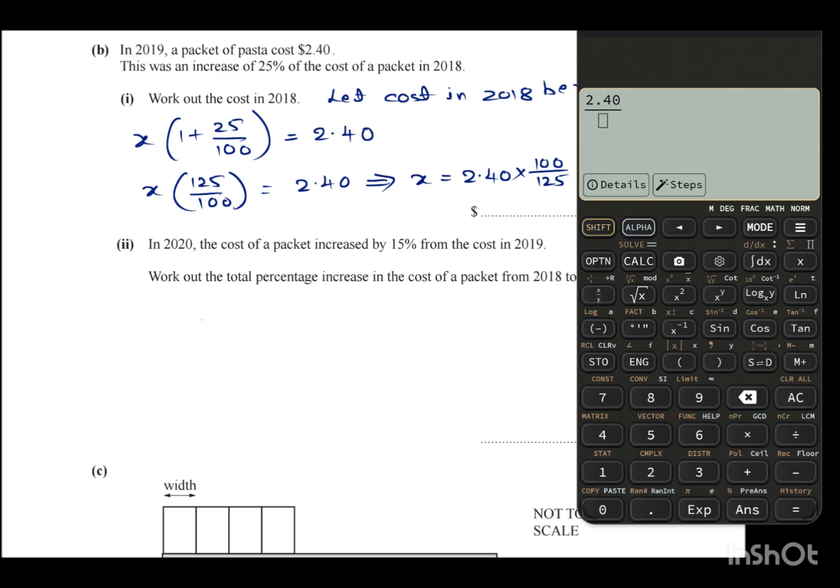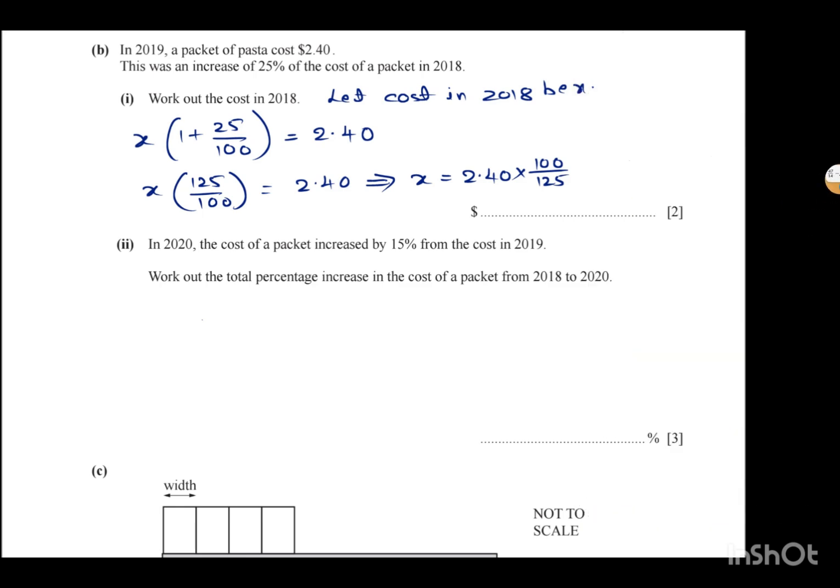2.40 into 100 by 125 is 1.90. So $1.90 will be the answer here, which was the cost of the packet in 2018.